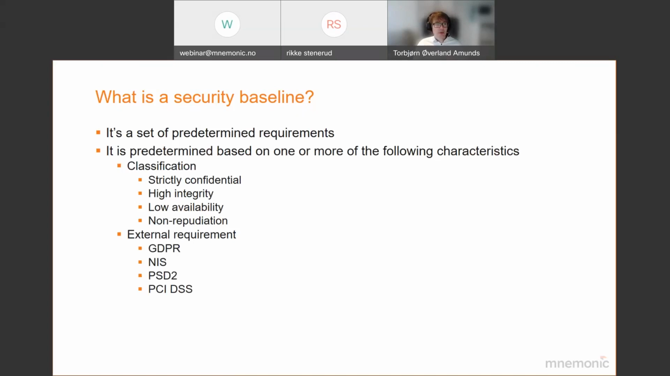Then you can also predetermine based on the external requirements. So for example, if you know you are subject to GDPR or the NIS directive, PSD2 for open banking, PCI DSS, or any other, that is also a way to predetermine it. Then the baseline itself is based on the fact that the strongest classification within its class governs. What that means is that if you have, let's say, 10 assets and 9 of them are internal, but the 10th is strictly confidential, the baseline is going to be geared towards the fact that you have one strictly confidential.